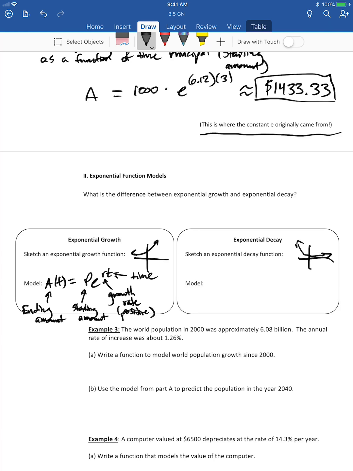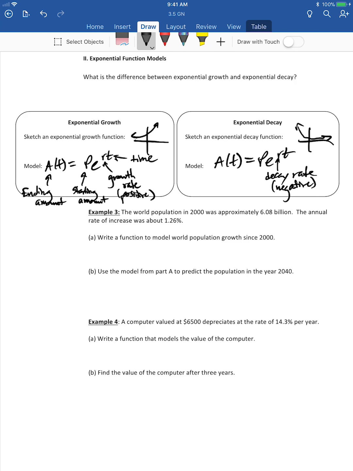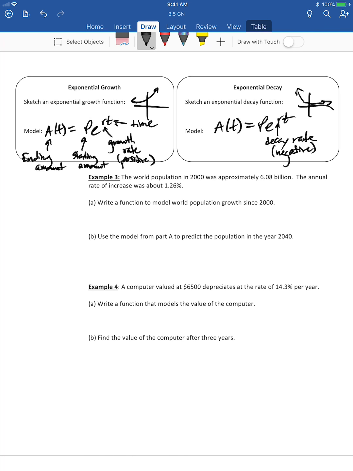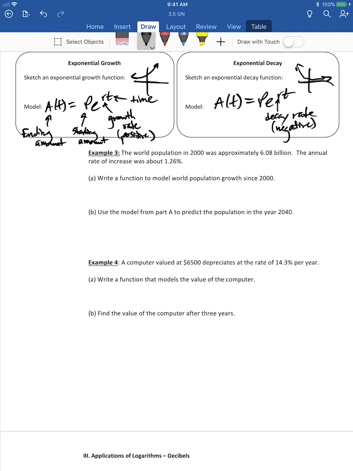For exponential decay, then, it's actually the same formula, except this time r is the decay rate, and this is negative. And we'll know that it's negative because in the problem, it will say that we're decreasing, we're depreciating, bacteria are decaying, they're dying. And everything else here is the same. t is time, P is the starting amount, A of t is the ending amount. And then r is still our rate, but it's negative in this case. So let's take a look at some examples and actually apply these formulas. We can model real-world situations using these formulas.